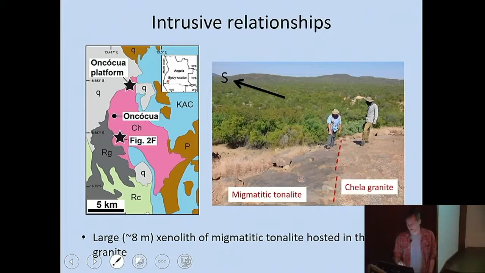granite, and we can find xenoliths, blocks, this one's about 8 meters in length, xenoliths of this migmatitic tonalite hosted by the Chela granite, again implying that this material was the country rock at the time that this Chela granite was in place. So we don't think this is a mafic magmatic enclave system, because the field relationships imply that the chronological sequence was that this granite came in later and not before this finer grained tonalite. I'm going to zoom into this margin here, which is quite nice looking.